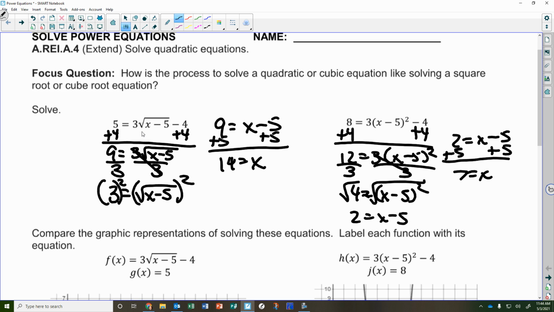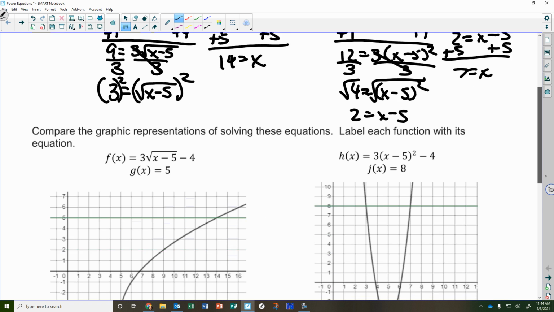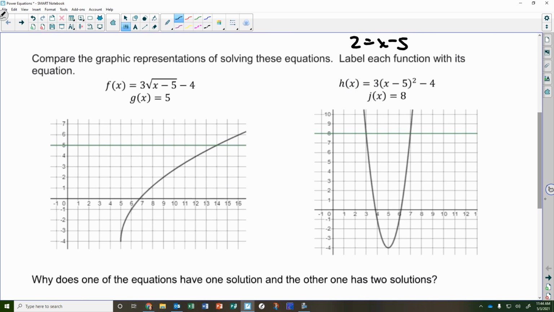Okay? So it says, if you compare the graphic representations of solving these equations, and if we just label them, well, here's the graphic representations. This is g of x equals 5, because that's 5 going across the line. Here is the function that we just solved, f of x. And our intersection point, which x was 14, well, if you notice, that is the x-coordinate of the intersection point.